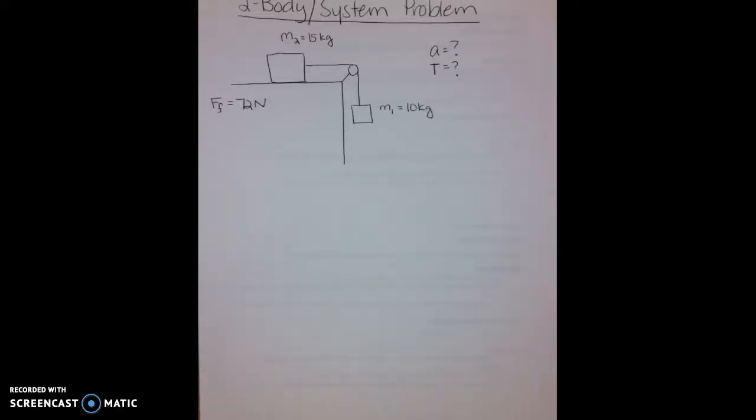Okay, physics friends, today we're going to look at a problem that involves two objects connected by a string. These are problems that we sometimes refer to as two-body problems, multi-body problems, or system problems. They can be a little challenging at first, but once you get the methodology down, it's really quite easy to solve. So I'm going to walk you through that process today.